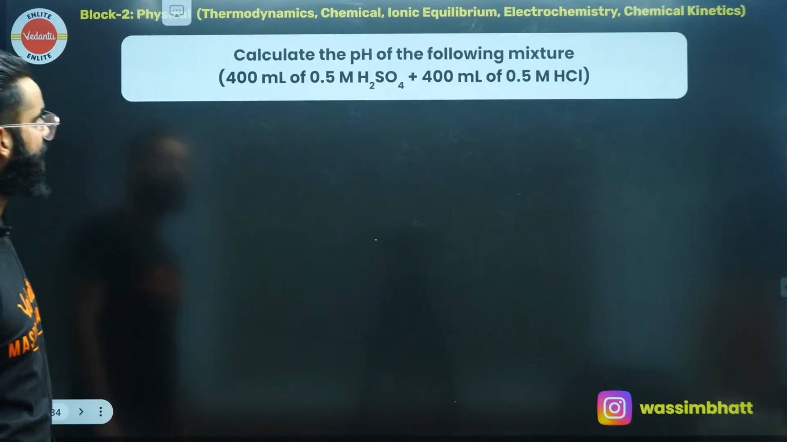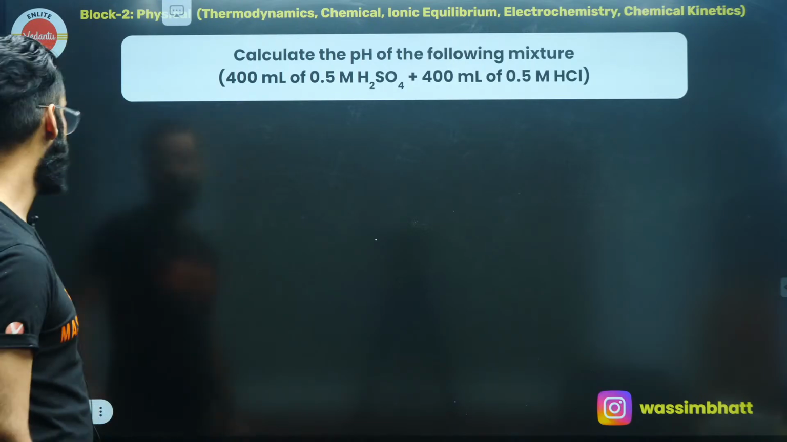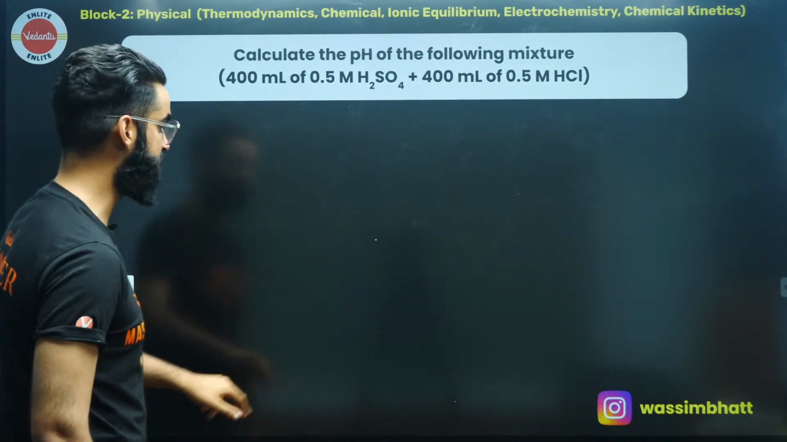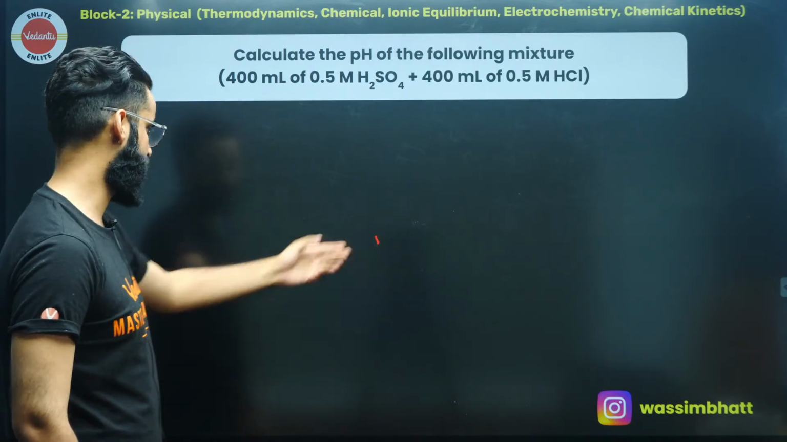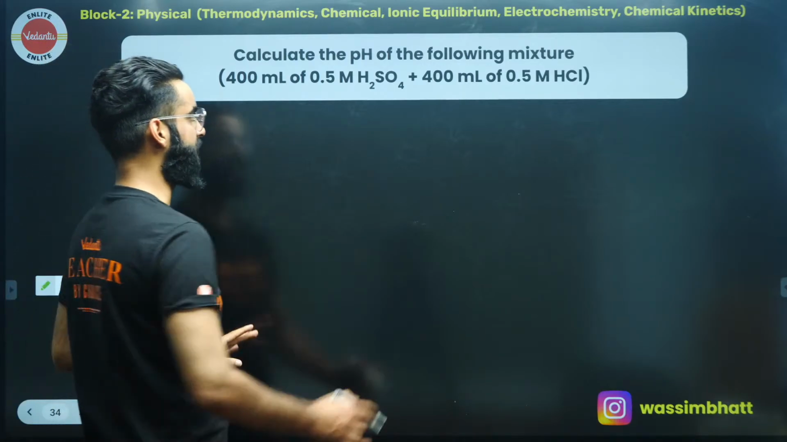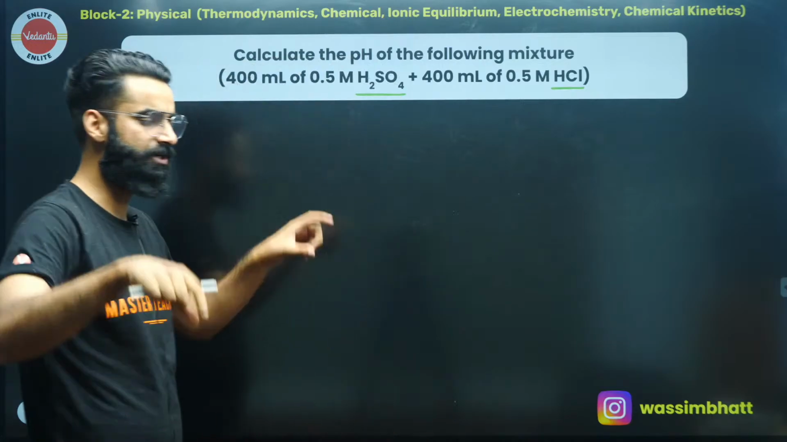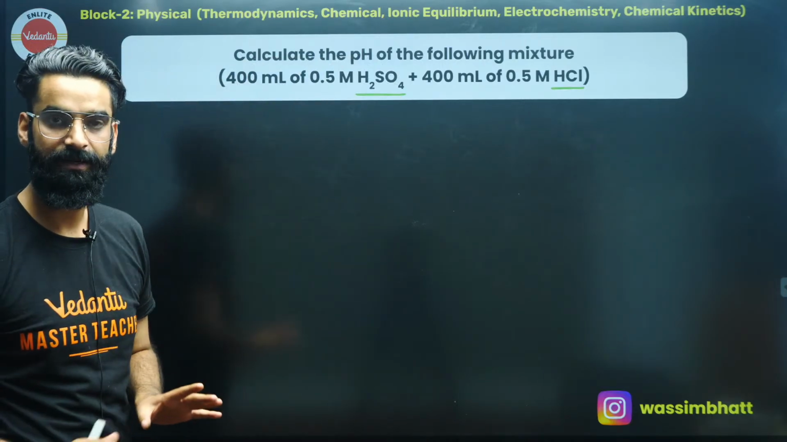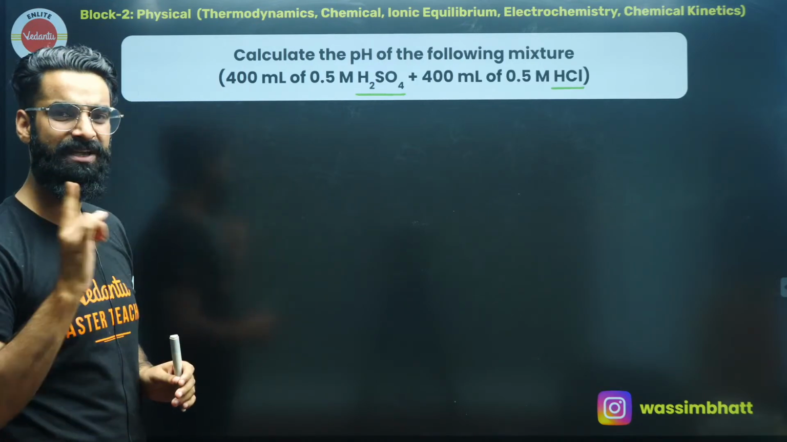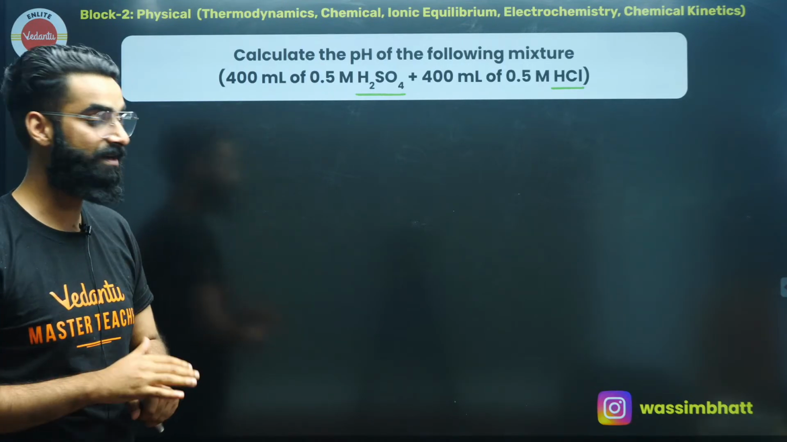All right. Moving on to one more. Calculate the pH of the following mixture. See, guys, how to solve this particular question. Have a look at exactly what the question is all about. Basically, in the same container, you are adding two strong acids. After the addition of two strong acids into the same container, we need to calculate the pH of the resulting mixture.